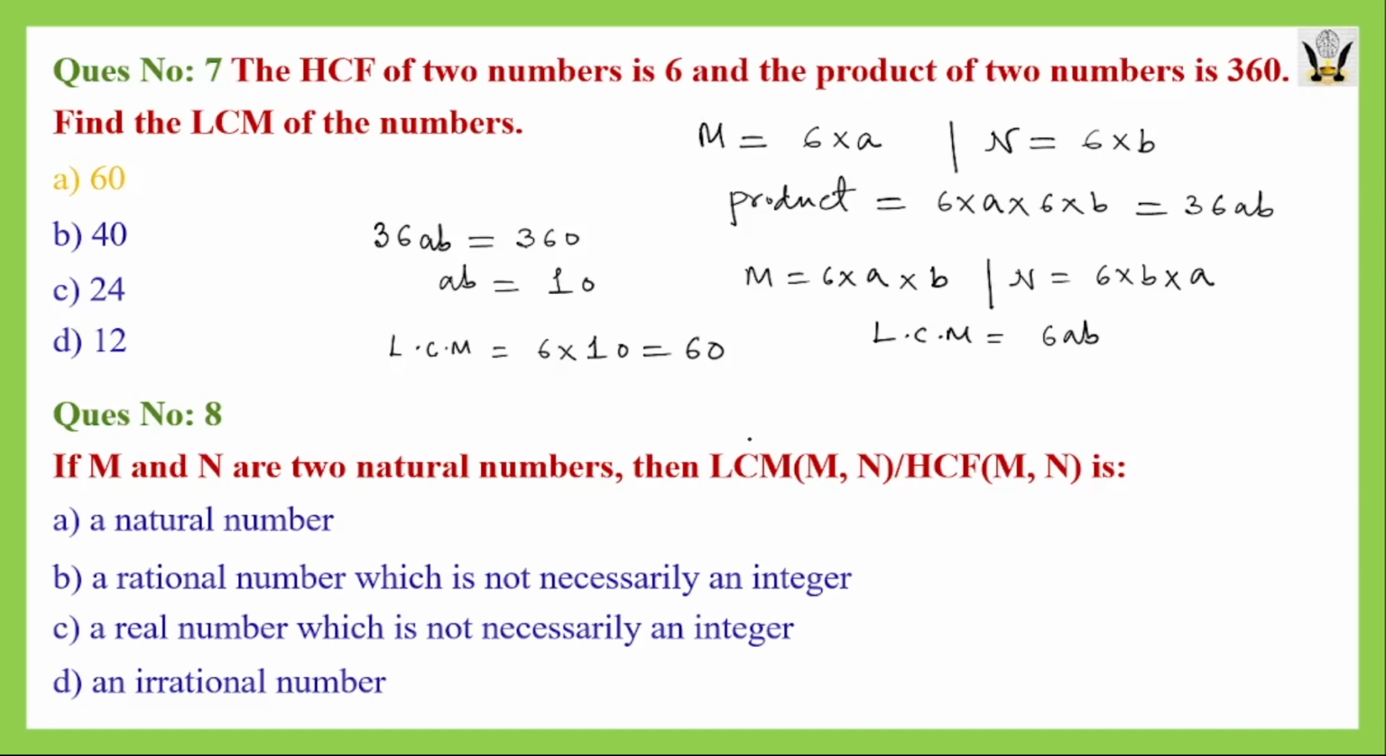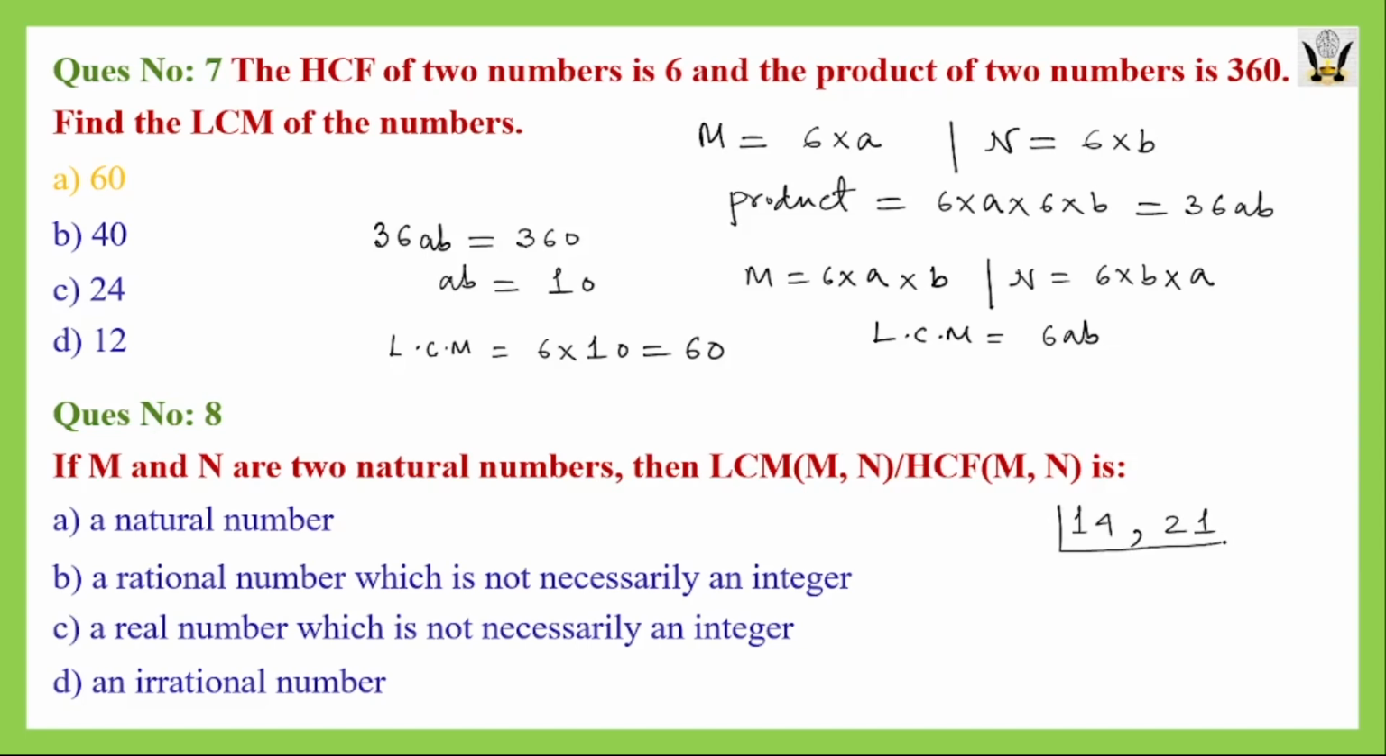Now the next problem sum says that if m and n are two natural numbers, then which one will be correct for this ratio? And what is the ratio? LCM divided by HCF of those two numbers m and n. Here m and n are two natural numbers. Let's take one example: the first number as 14 and the second number as 21.